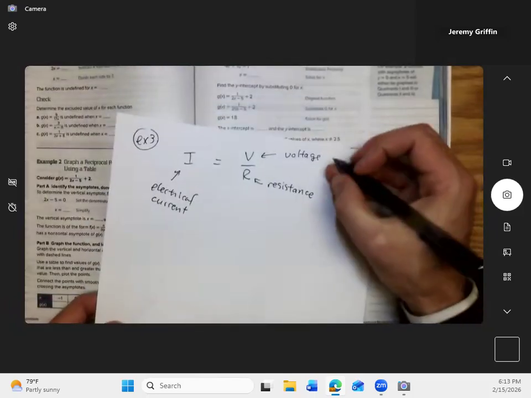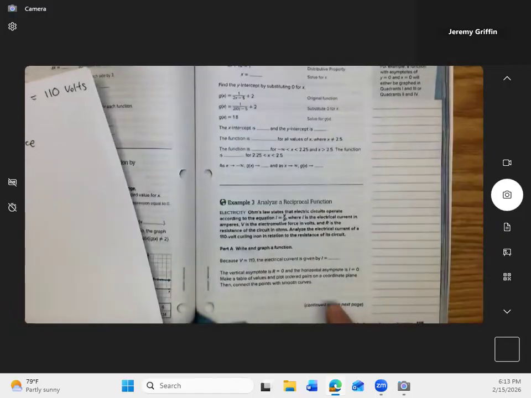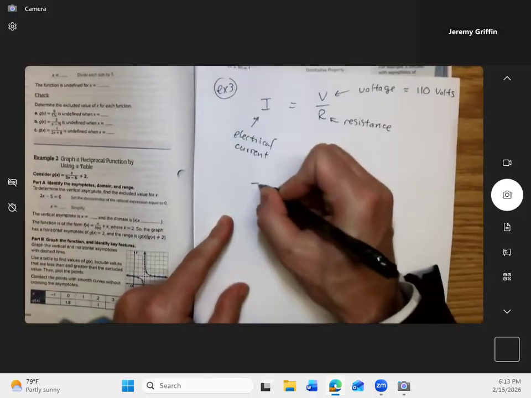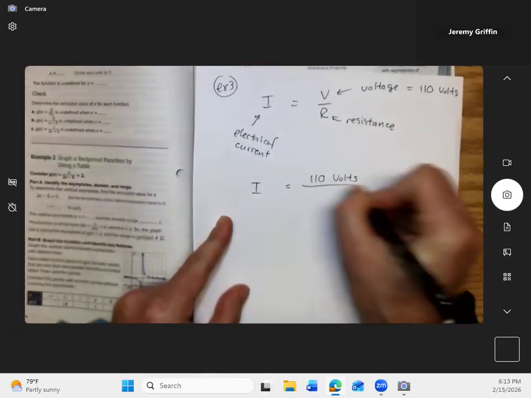Analyze the electric current of a 110 volt curling iron in relation to the resistance of its circuit. So they're telling you V is 110 volts. I guess it's like this: I equals 110 volts over R.